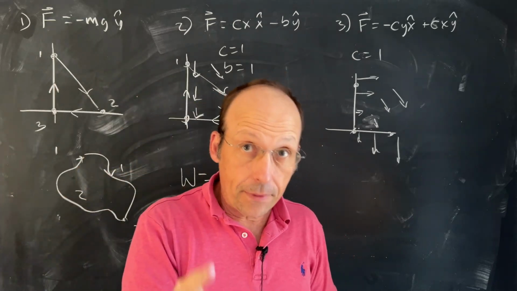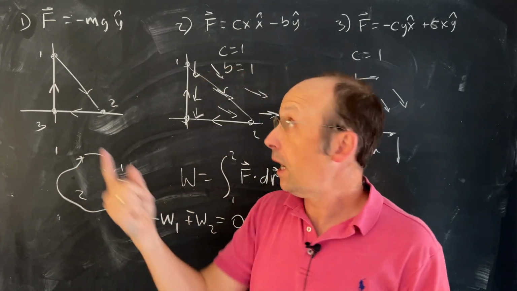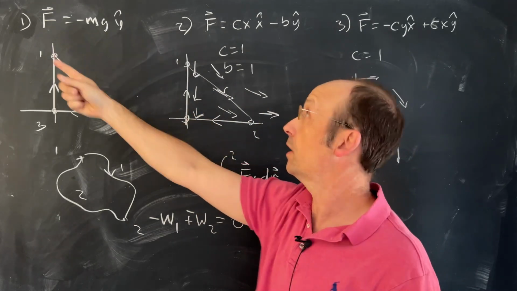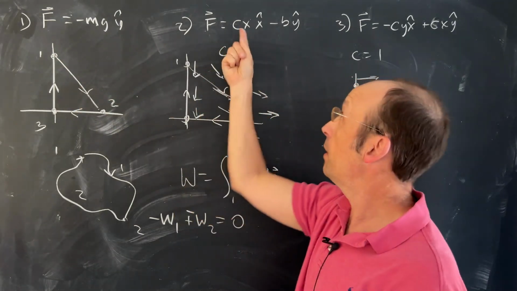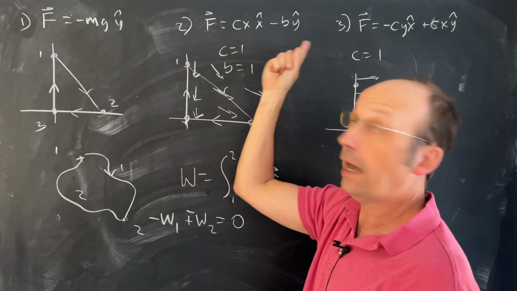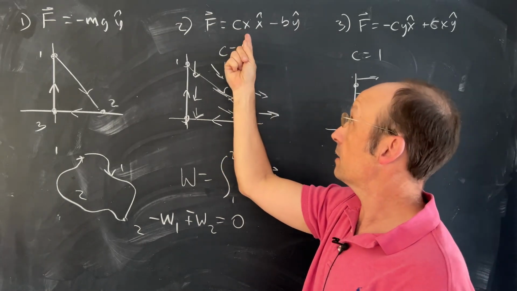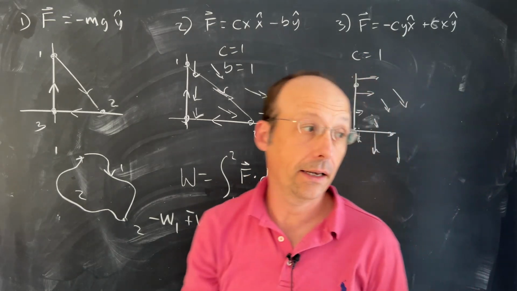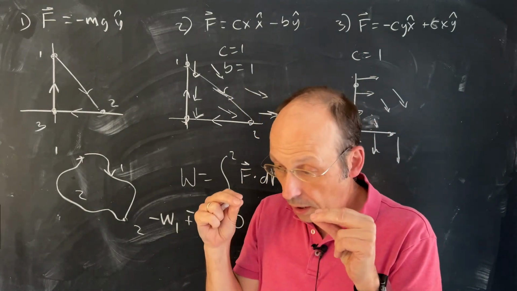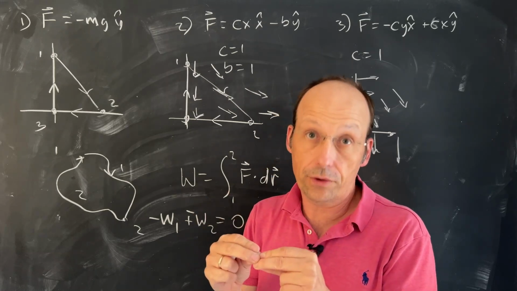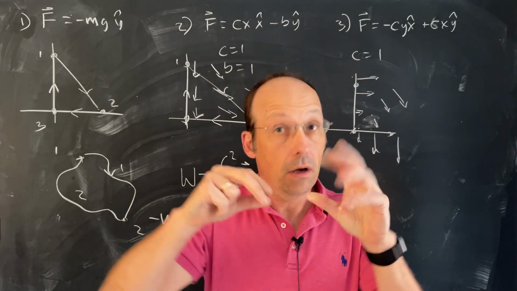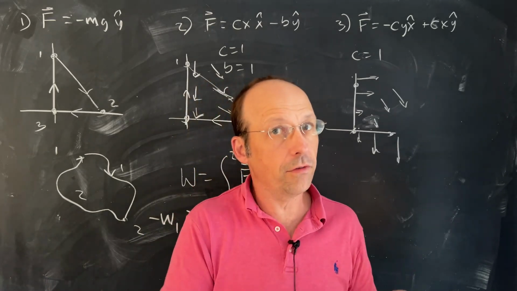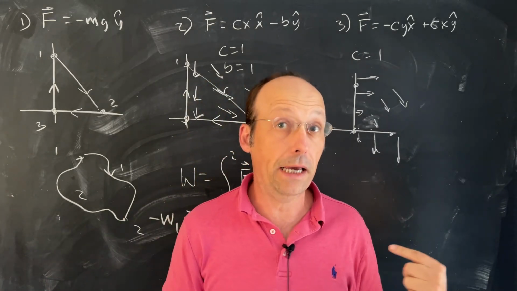But today, I have 3 different force functions. I have gravitational force, constant gravitational force. I have this one that's just made up, C x hat minus B y hat, where B and C are constants. And then I have this one, negative C y x hat plus C x y hat. I'm going to calculate the work around a closed path for these 3 cases. I'm going to do it analytically, and then numerically, which I did before in a previous video. So I'm going to use that code and expand on it. It's going to be fun.